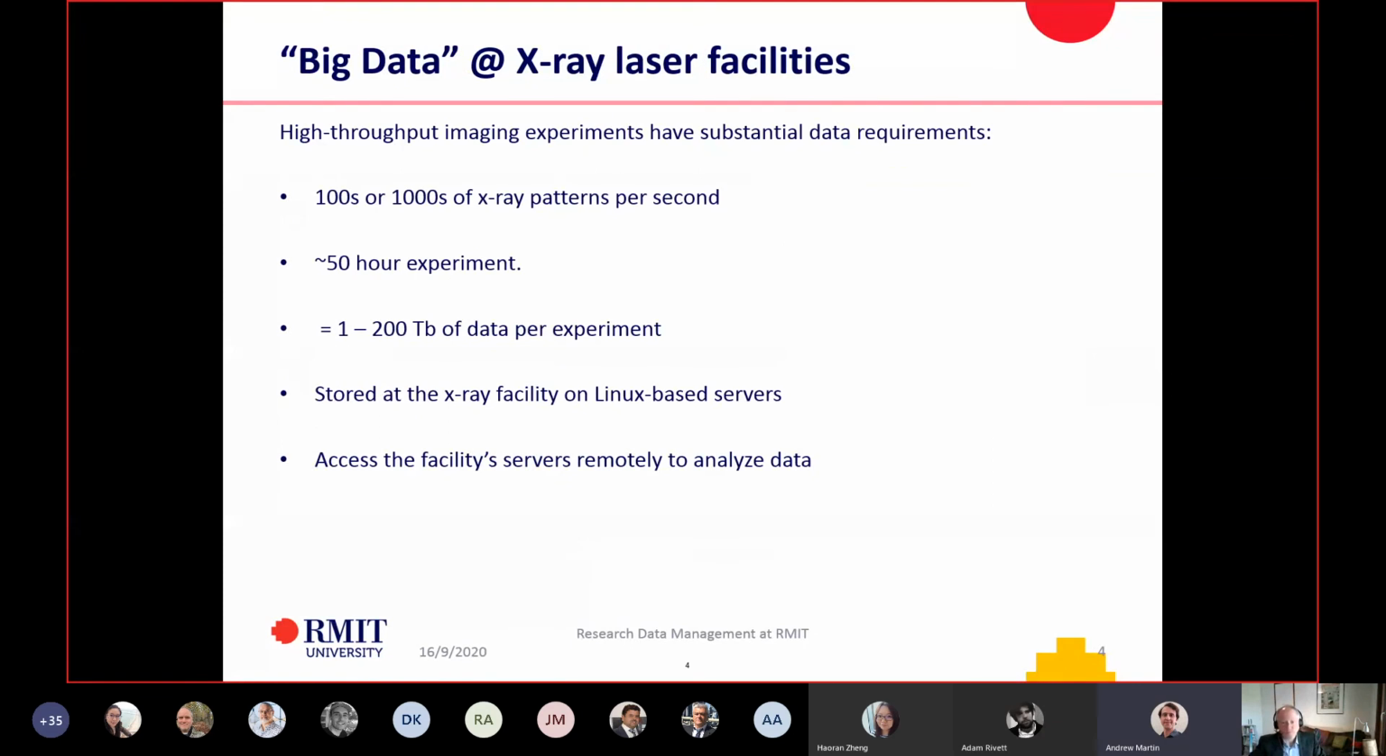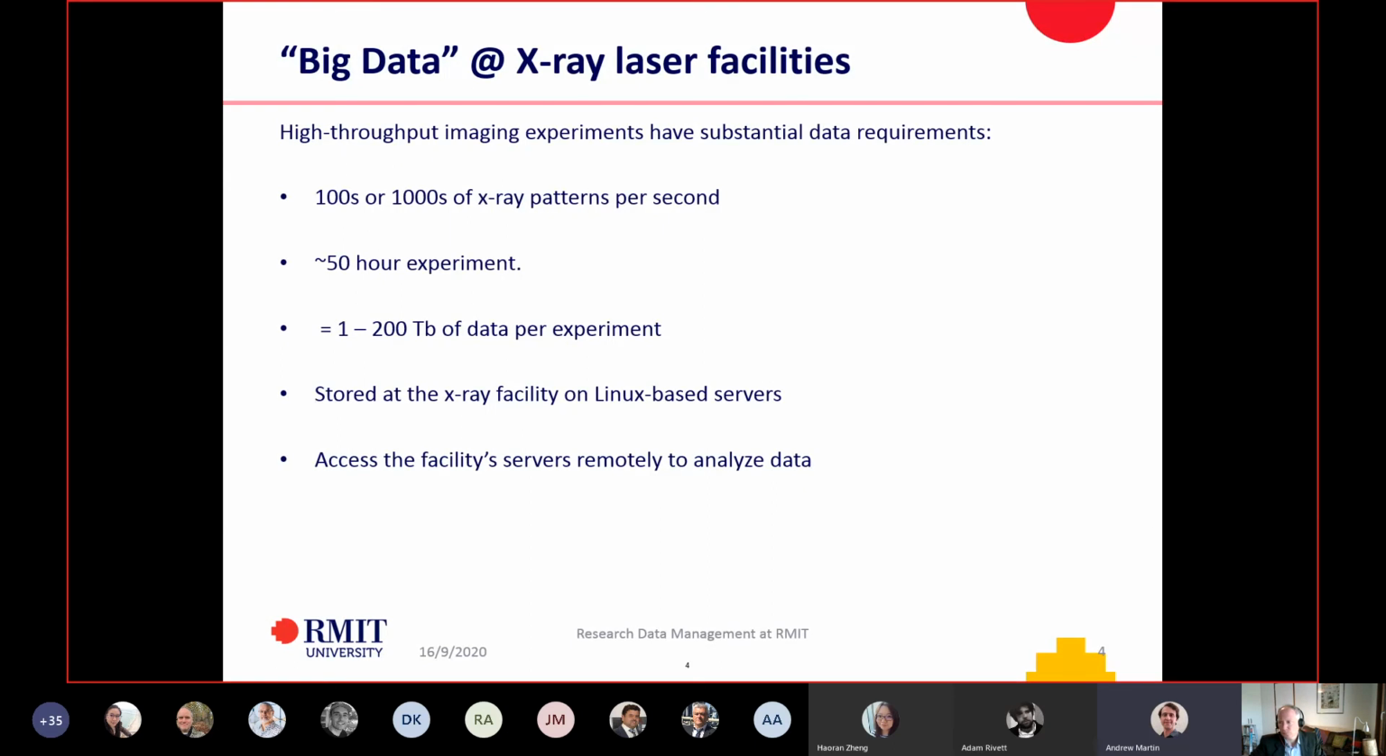So the X-ray free electron laser facilities are probably where we get the most data, and it's because they produce basically hundreds or thousands of these images per second. So if you imagine running your camera at 1,000 frames a second, that's kind of what we're doing. And your experiment might go over several days. So you might have 50 hours' worth of experiment, and you can very easily rack up tens or hundreds of terabytes of data in one of these experiments.